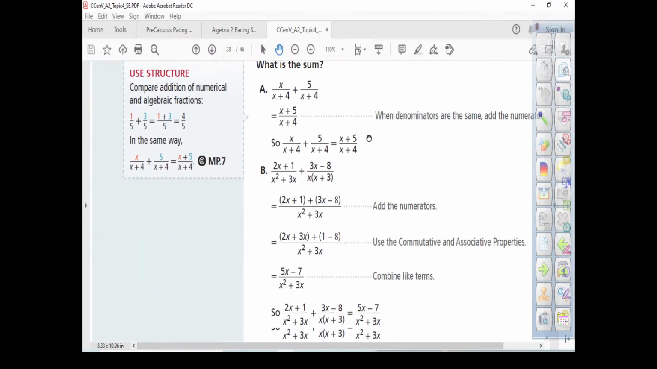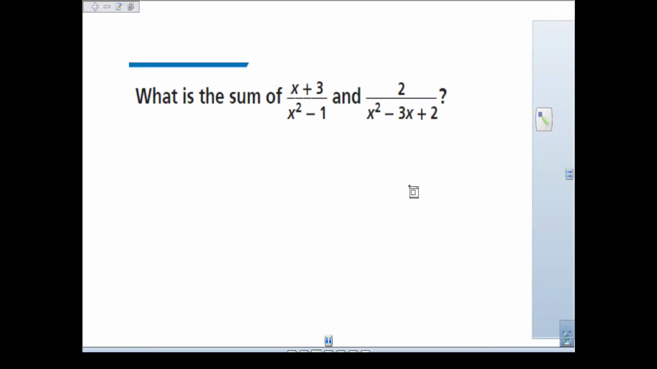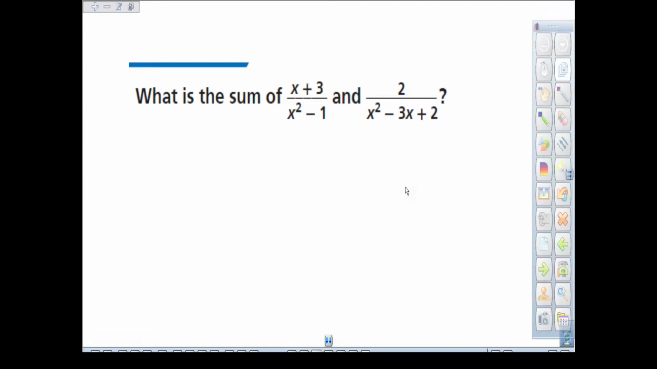Stay tuned. What is the sum of, they're wanting me to add this rational fraction to another rational fraction. They're asking me what is the sum of this. So I'm going to just put it the way it is. Thinking, if I could have this guy here to perhaps talk to this guy here, I would be lucky. It doesn't look like it's going to be the same.